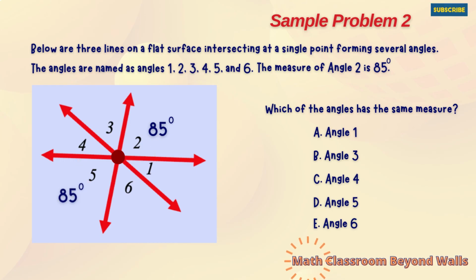So, what is our answer, learners? Is it option A, option B, option C, option D, or option E? Okay, so the answer is option D. Angle 5 has the same measure as that of angle 2.